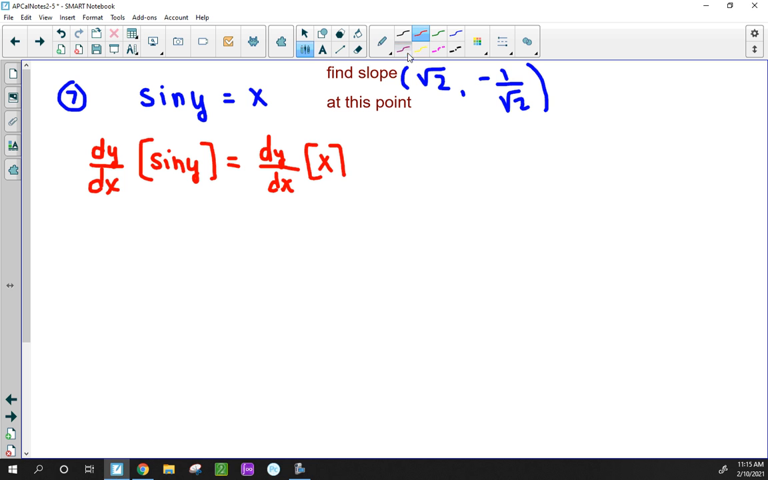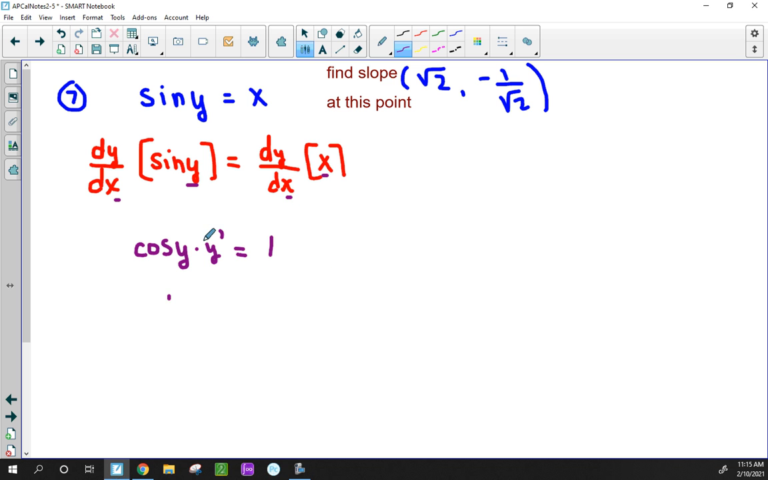Alright, so we'll start with dy dx of sine y. We're going to do the chain rule here. Let's do the derivative of sine y first. Derivative of sine is cosine, so cosine of the same variable, and then multiplied by y prime. Right side, find the derivative with respect to x of x. That would just be the 1.